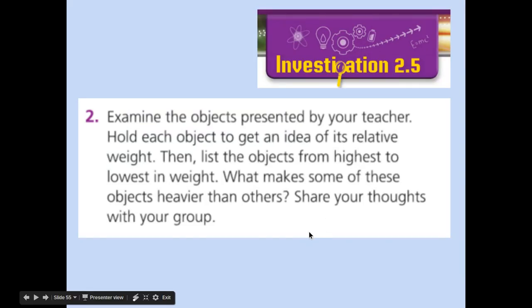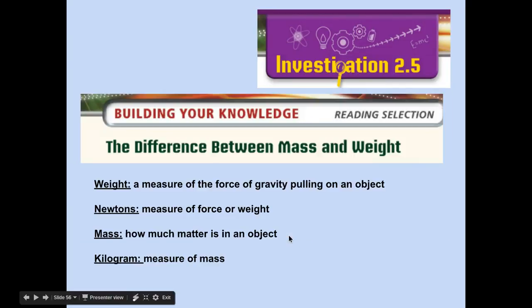We're going to be putting out a bunch of objects for you to hold and get an idea of their relative weight. Relative weight means weight compared to a different object. And then part of this lab is to list the objects from highest weight to lowest weight. And what makes some of these objects heavier than others, we'll be sharing that with the group.